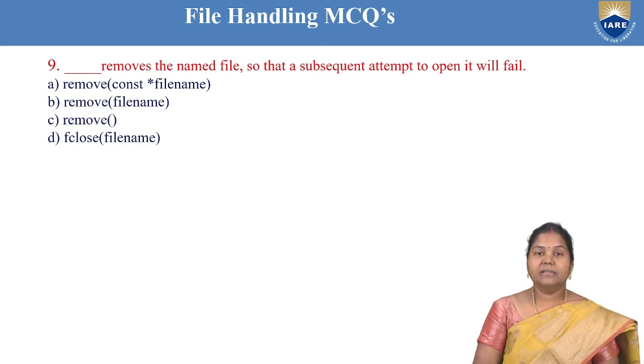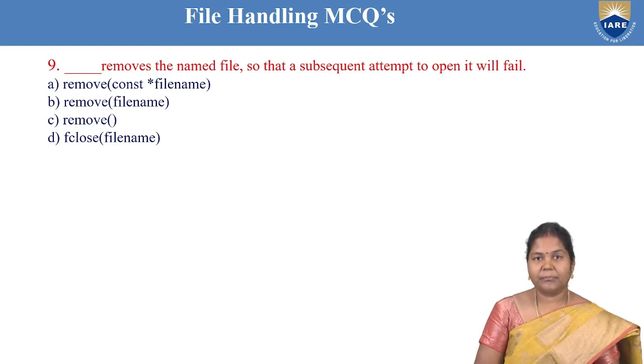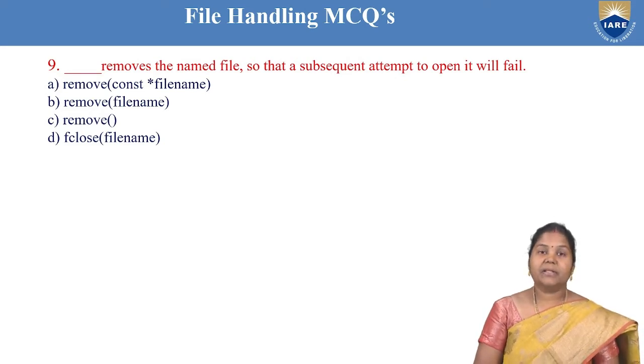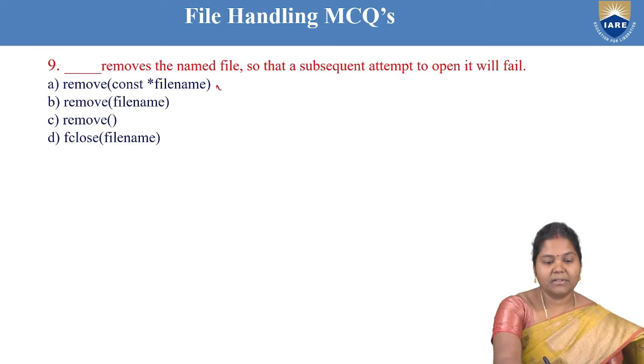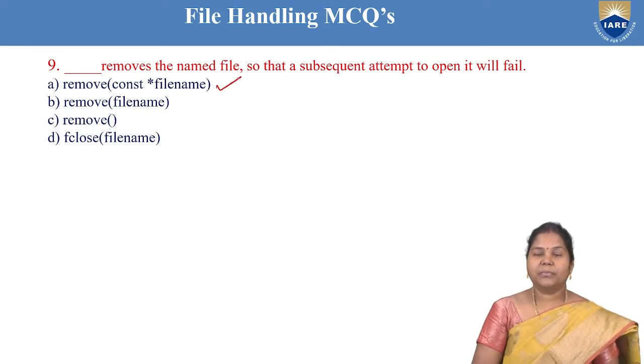Now the next question is on remove. Which function removes the named file so that a subsequent attempt to open it will fail? That means which function is used to remove a file from your system so that next time when you try to open that file, you will get an error. So the remove function is used. The remove function takes only one argument, so option A is correct. The remove function takes the address of the file which you want to remove. So remove with const char star file name is the correct answer.